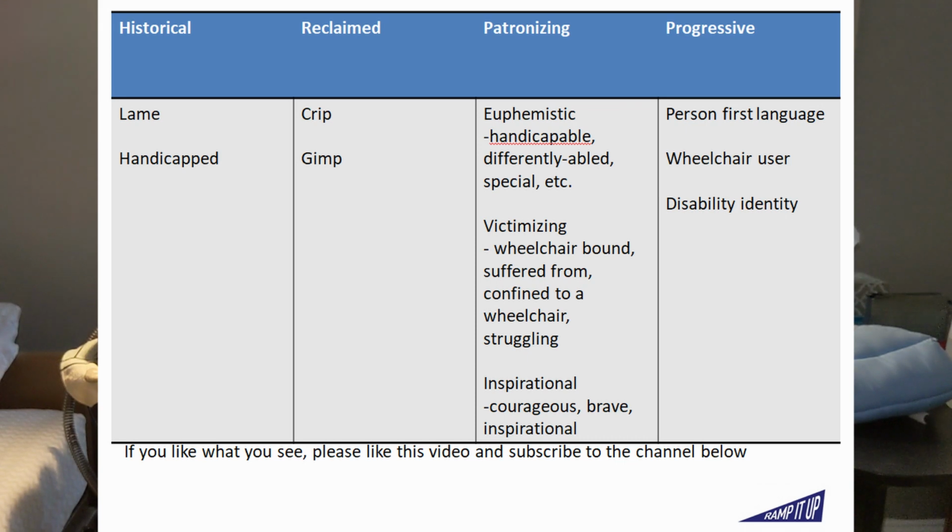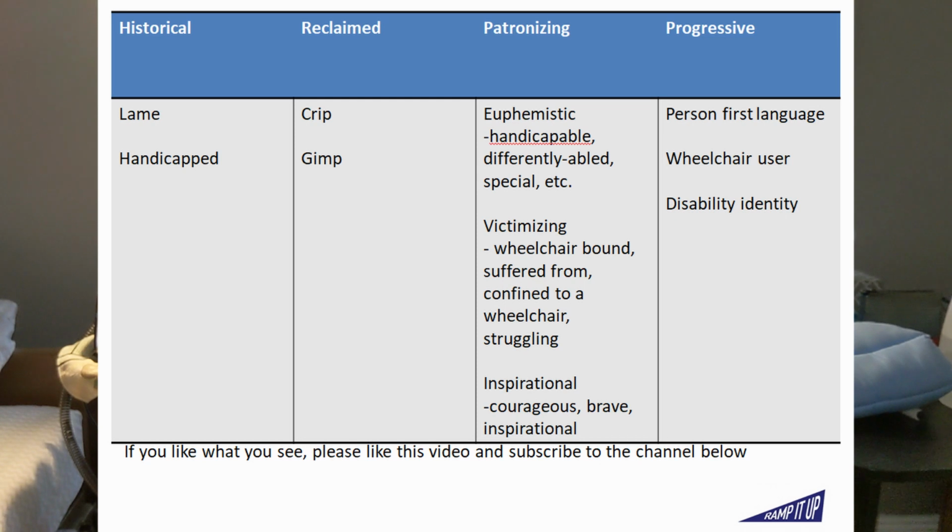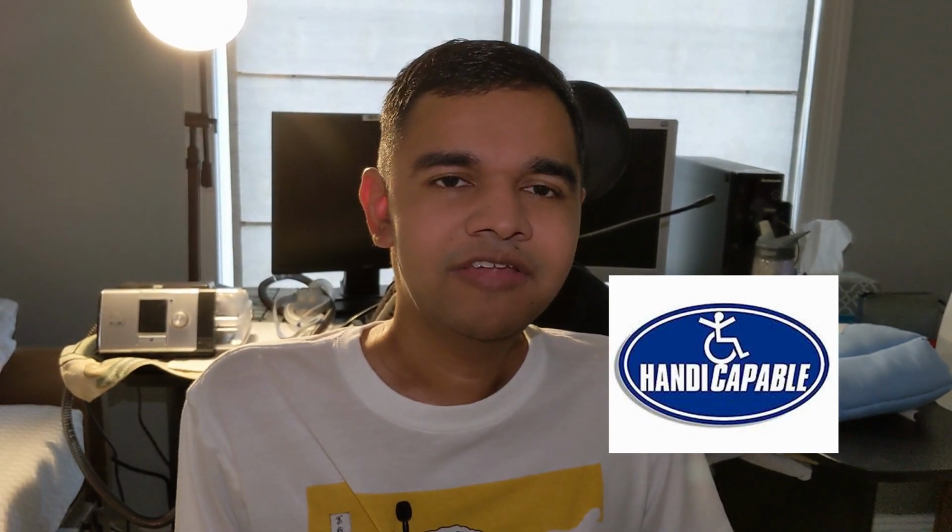I broke down the patronizing words category into three subcategories. The first one was euphemistic language. Euphemistic language is like cutesy language when it comes to disability, like differently abled, special, or handicapable. Words like that are viewed as condescending by some in the disability community. I personally am neutral to the words. I do find them a little bit ridiculous, but if someone uses them, I'm not going to get offended.